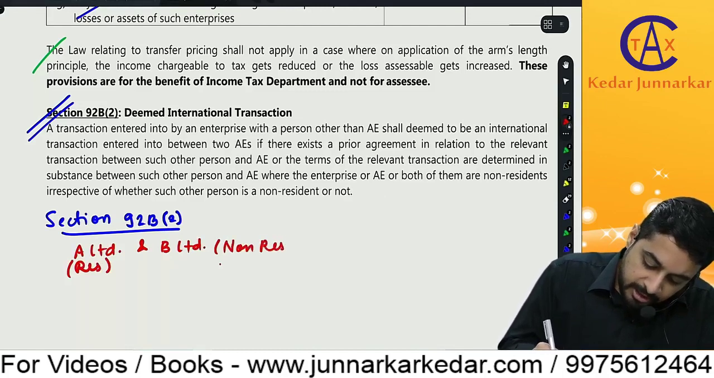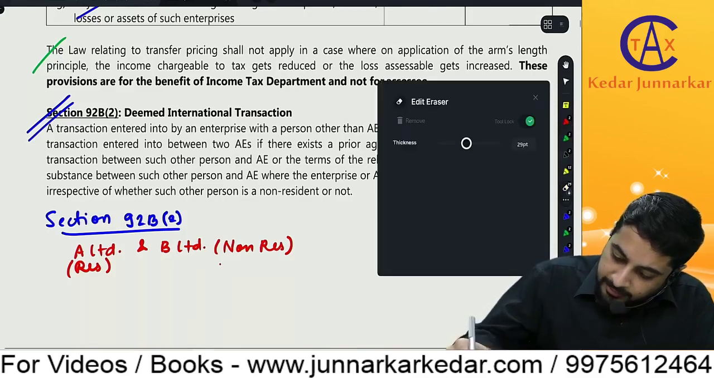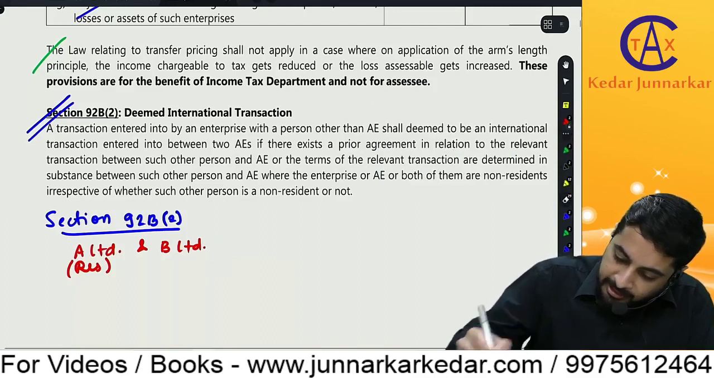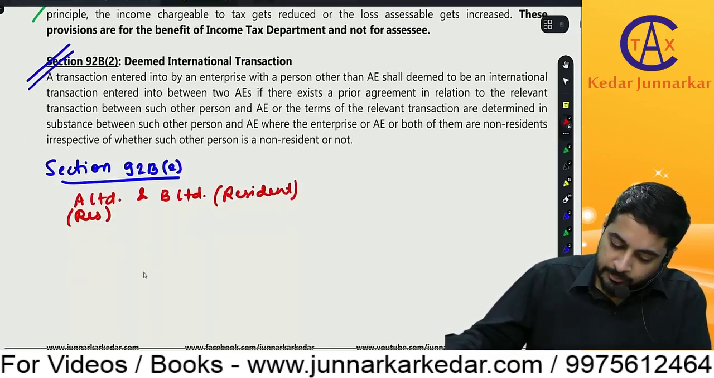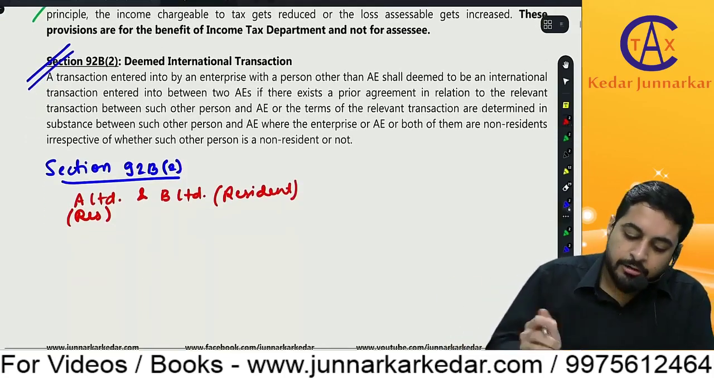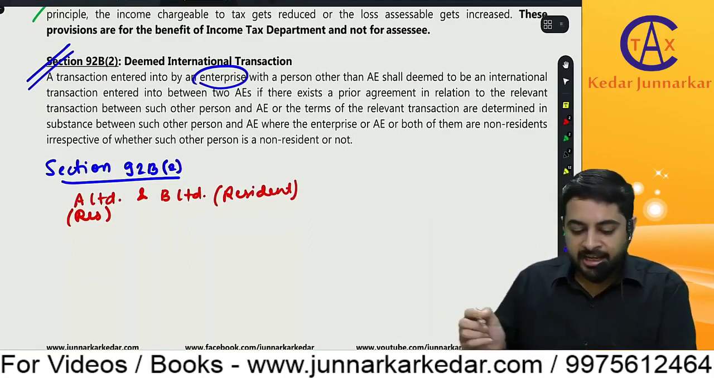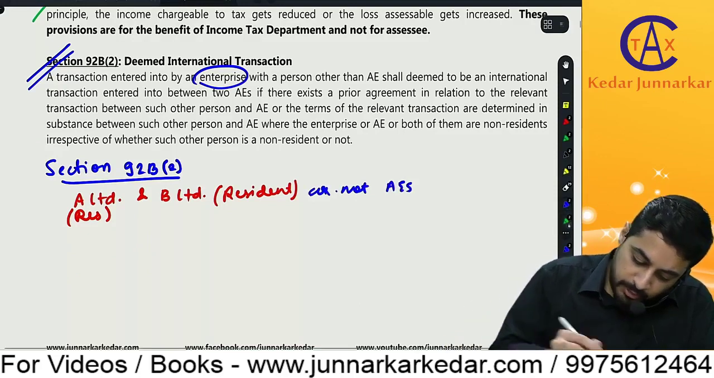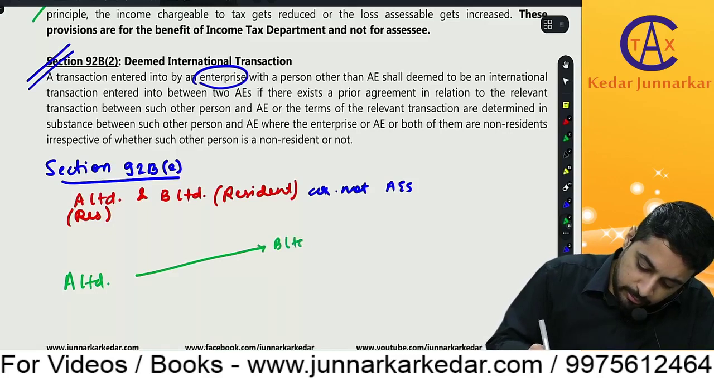Maybe that B Limited is a foreign company. Okay, no, wait. We'll call them residents only. Both are Indian companies. So now the transaction is entered into by the enterprise. A Limited is the enterprise with a person other than an AE. So here the transaction is from A Limited to B Limited.